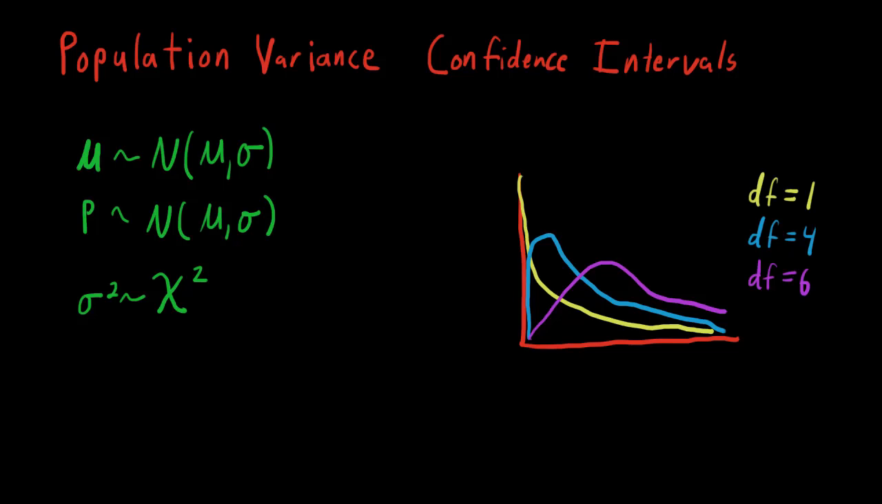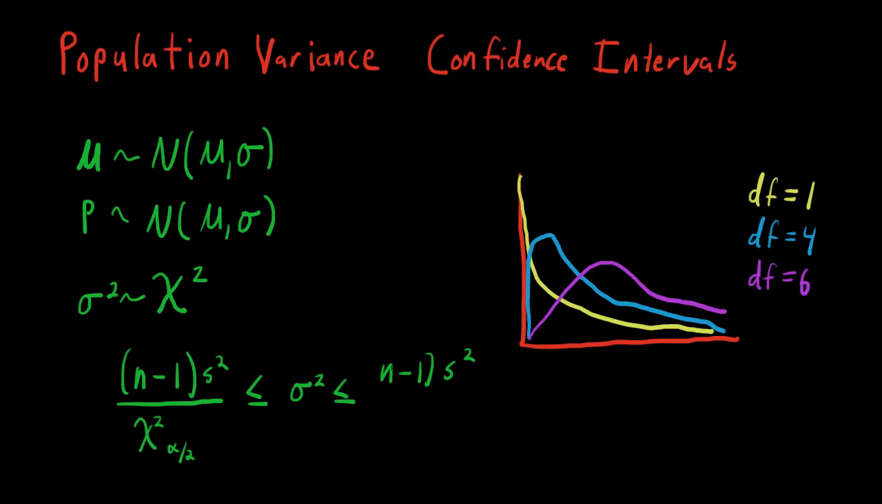And to create the confidence interval for our sigma squared value, we have the following formula. We have n minus 1 times s squared over our chi-squared value at alpha over 2, and then that is less than or equal to our sigma squared, which is then less than or equal to, again, n minus 1 times s squared, and that whole quantity over chi squared at 1 minus that alpha over 2 value. So 1 minus the quantity alpha divided by 2.